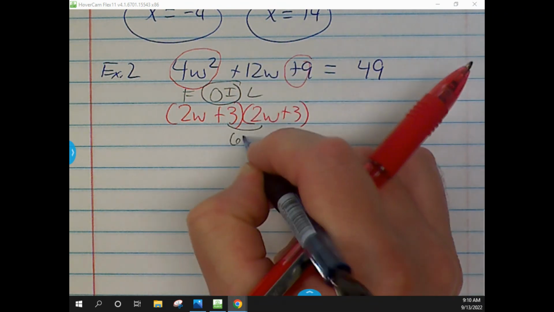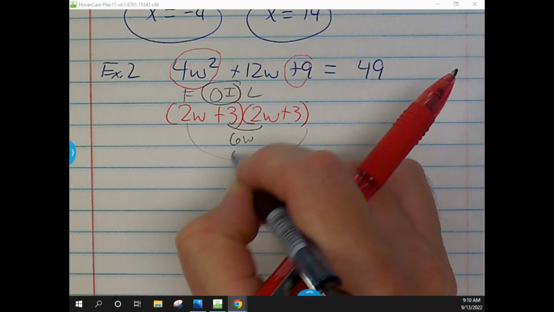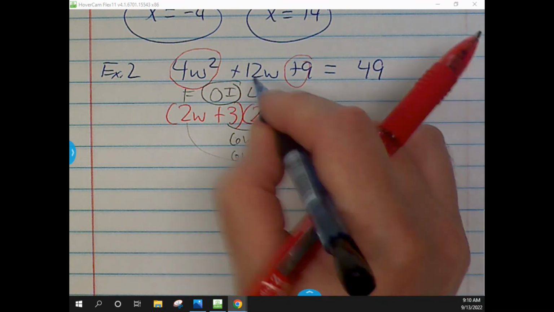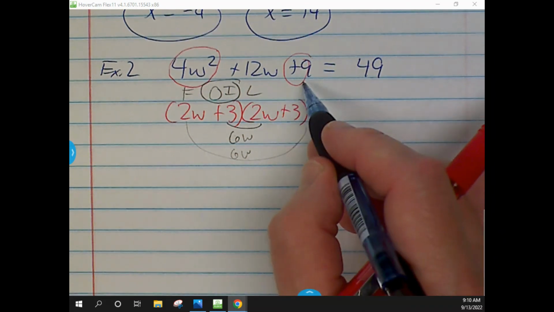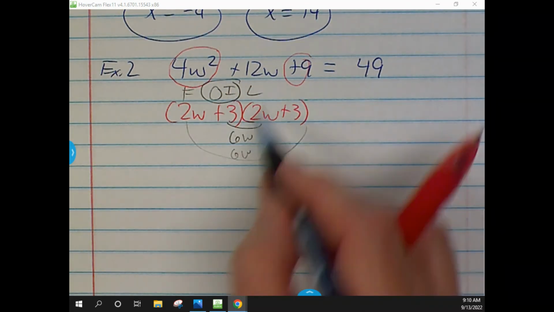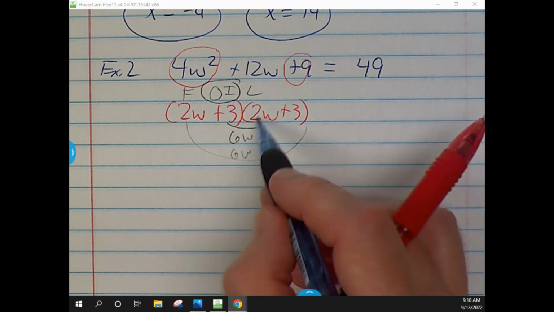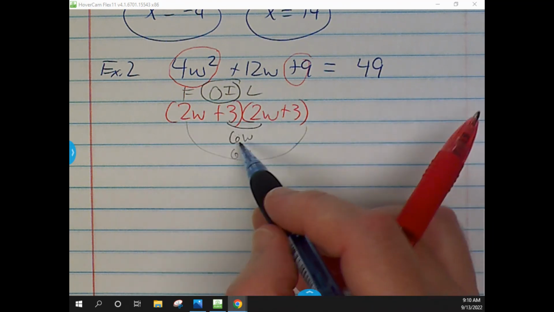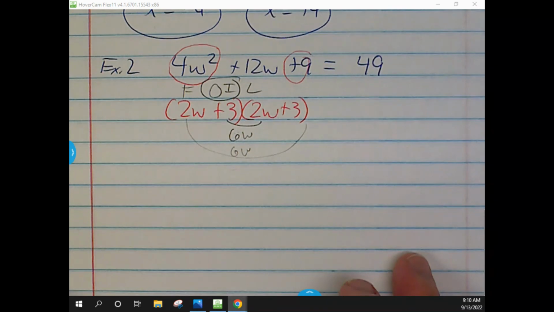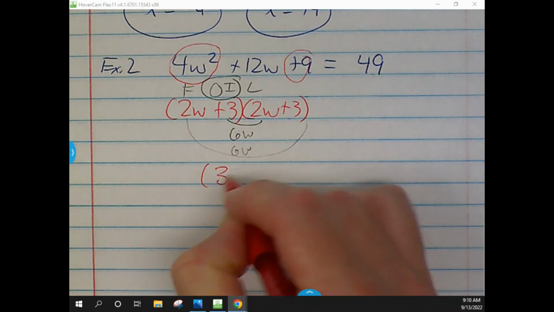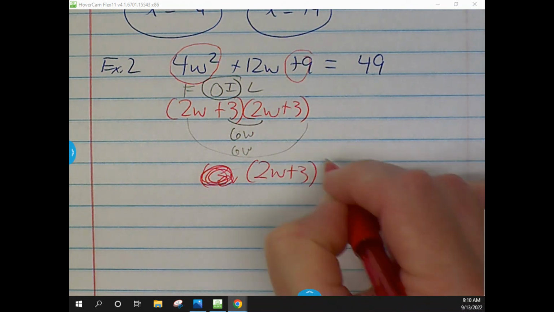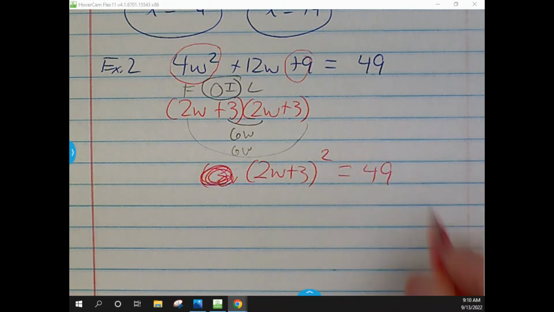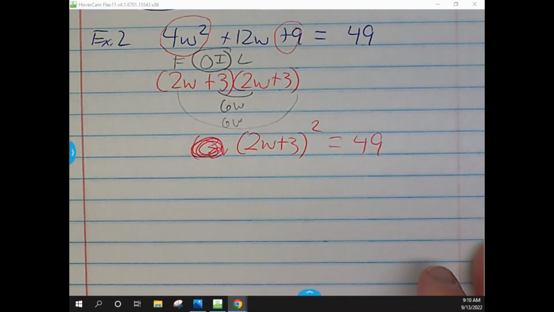3 times 2 is 6, and 3 times 2 is 6, so we've got 6 plus 6 to make 12. So in that case, there's a shortcut because we've got a perfect square here, a perfect square here, and the middle number winds up being 2 times 3 for 6 and 2 times 3 for 6, which add together to 12. So we could just rewrite this as 2w plus 3 squared equals 49. And that way now it's a perfect square.